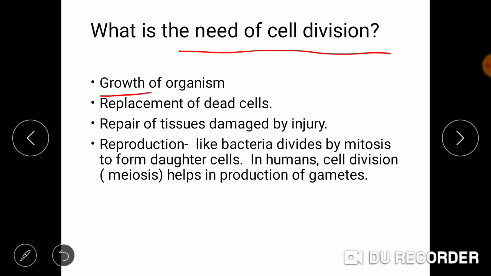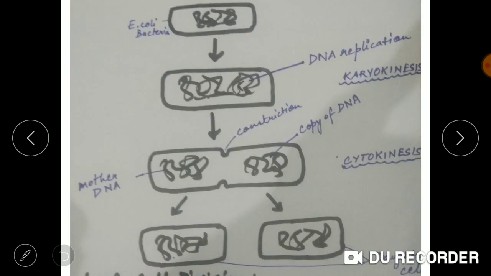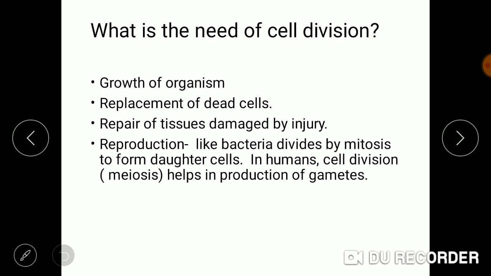Next, we move on to how cell division is responsible for reproduction. Cell division also plays a role in reproduction, as we have seen here in this diagram that an E. coli bacterium is forming two daughter cells. So the E. coli bacterium is simply undergoing binary fission, which is a type of asexual reproduction, and as a result of asexual reproduction, two daughter cells are formed. This asexual reproduction, that is binary fission, is possible only because of karyokinesis and cytokinesis, which are the subdivisions of cell division.